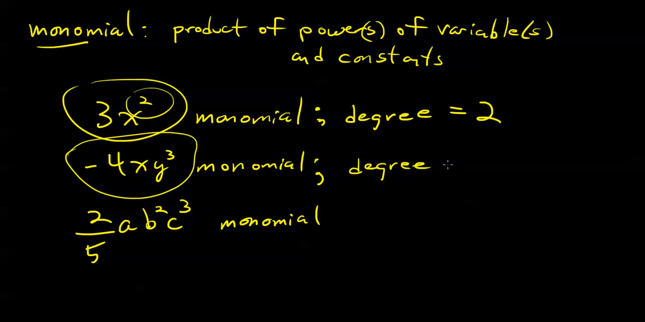If there's more than one variable, you add up the exponents on all the variables. Now remember, x has an invisible exponent of 1, so if I add those exponents, the implied 1 plus 3 gives me 4. So minus 4xy cubed is a monomial of degree 4. Let's see, 2/5 ab squared c cubed. This is also a monomial of degree, let's see, 3, 4, 5. A is just a to the first power, so that's degree 6.